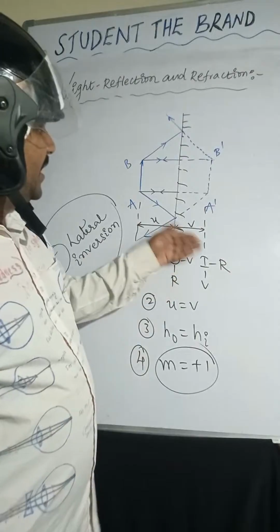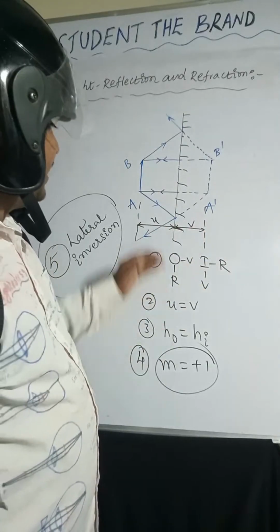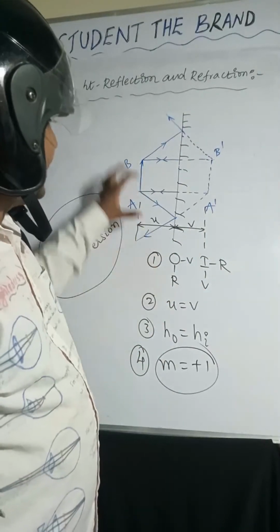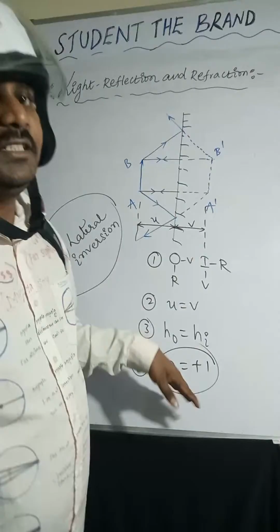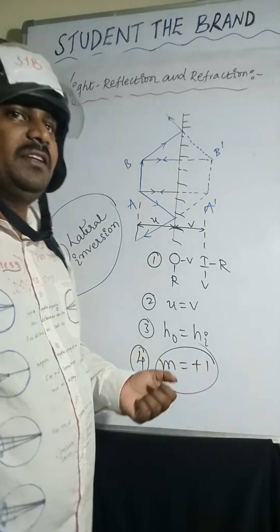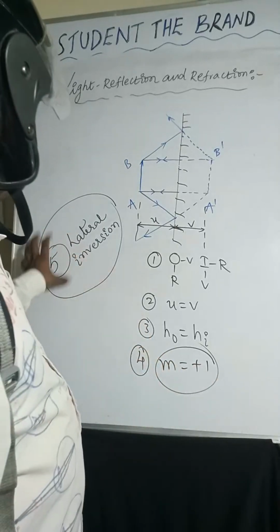To recap: object is real, image is virtual. Object is virtual, image is real. Object distance is equal to image distance. Height of the object is equal to height of the image. The magnification of the plane mirror is +1. And it also shows lateral inversion.